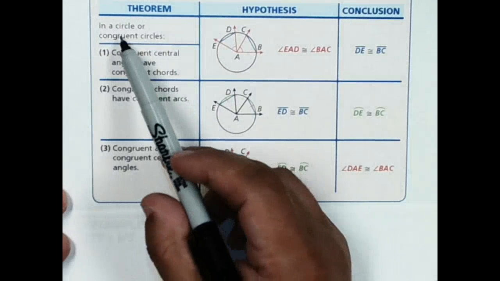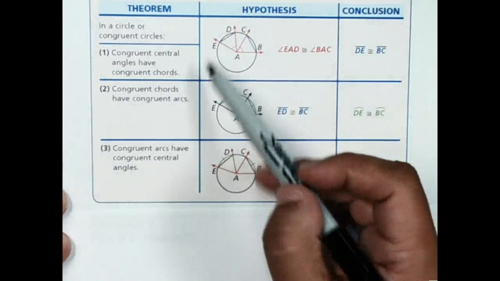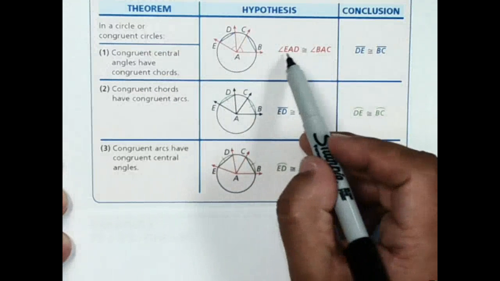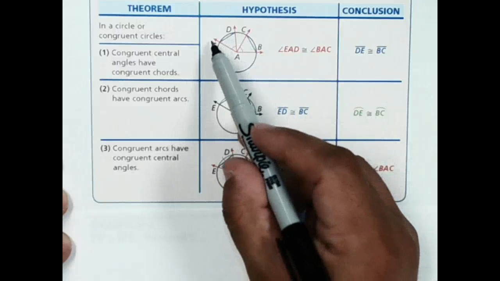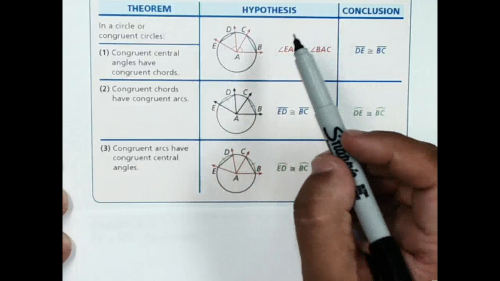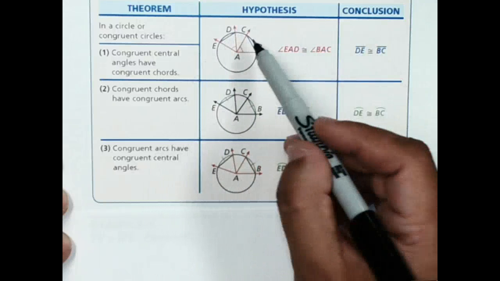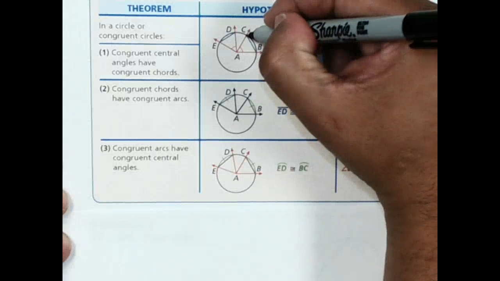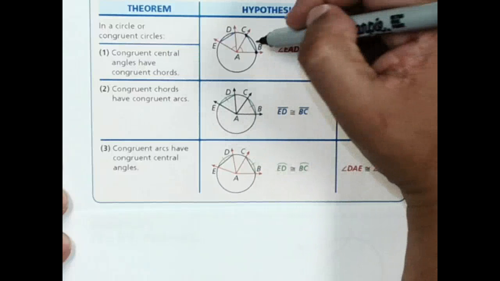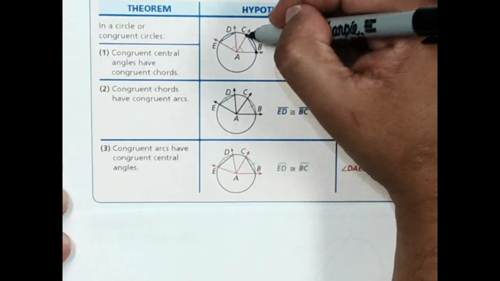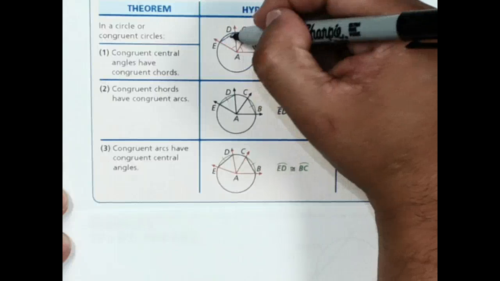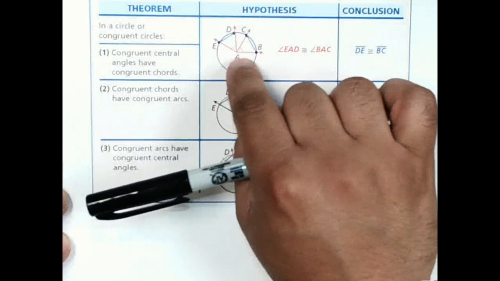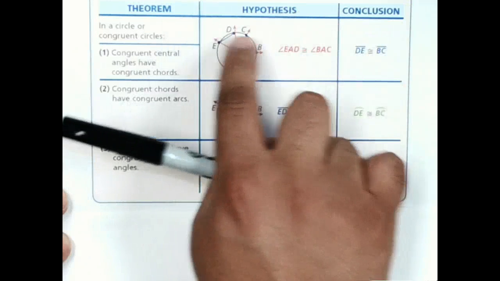All right, so that brings us to these theorems. In a circle or congruent circles, meaning two same-sized circles, if the central angles are congruent, if angle EAD is congruent to angle BAC, then I can connect these two points on the circle. So I get this chord BC and this chord DE from those angles. If the angles are congruent, that means these chords are congruent.